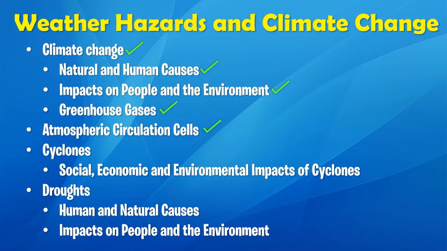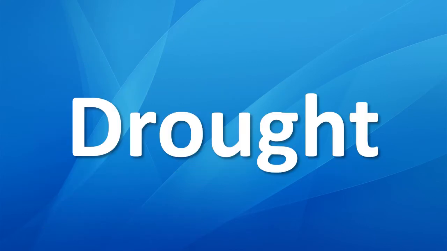And that is cyclones. We looked at the social, economic and environmental impacts as well. So next thing is droughts. We'll be looking at the human and natural causes as well as the impacts on people and the environment. As with before, let's get some key definitions out of the way.